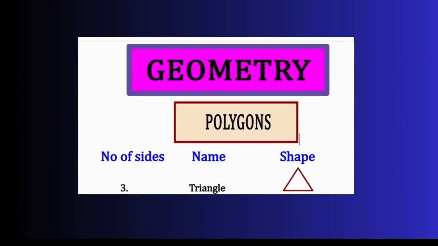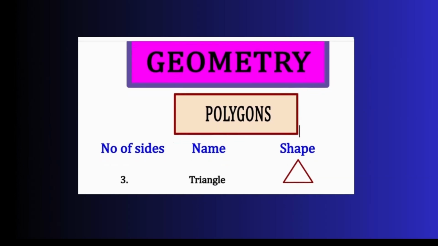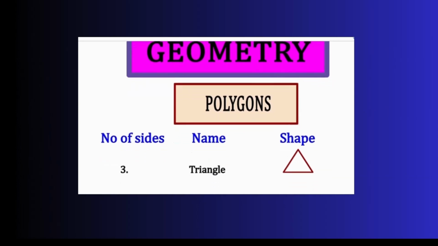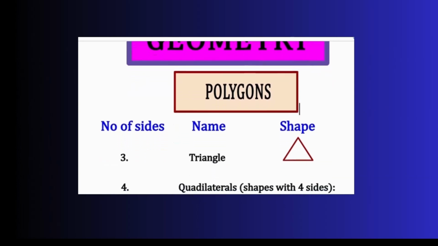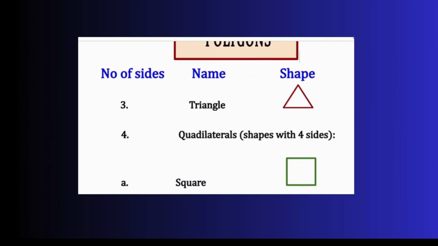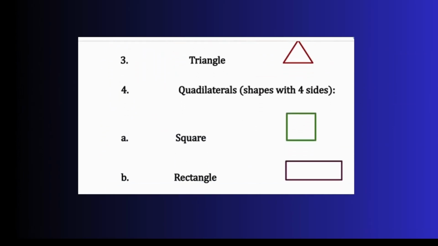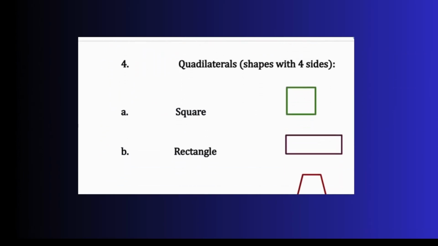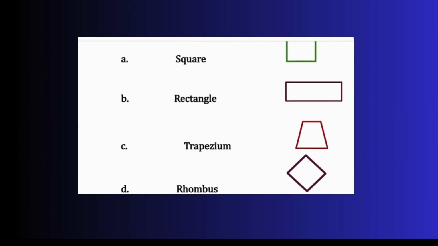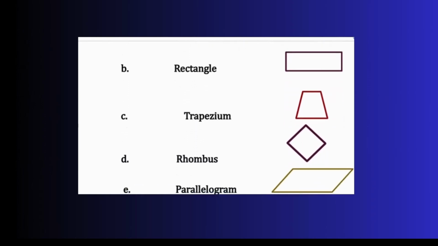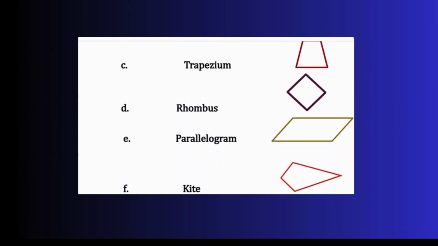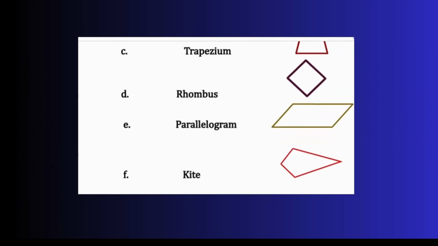What is a polygon? A polygon is a closed flat shape that has 3 or more straight sides. Flat means the shape is two-dimensional and has no volume, no capacity, and no height.